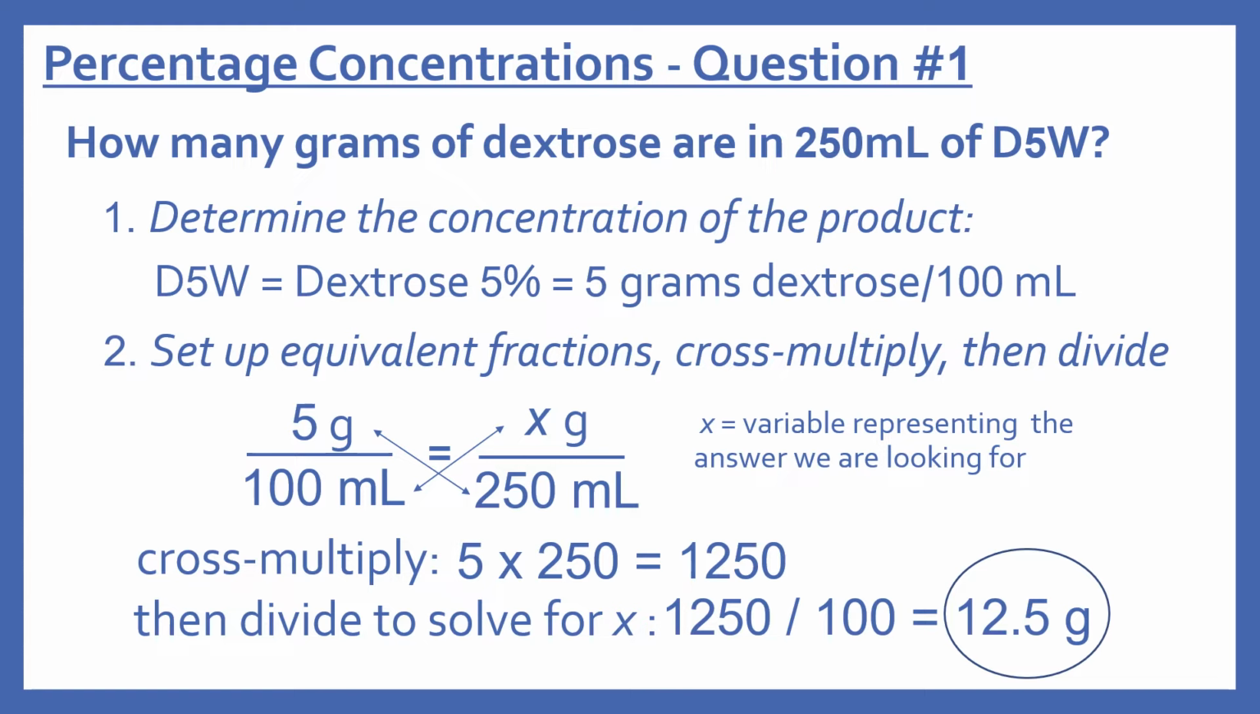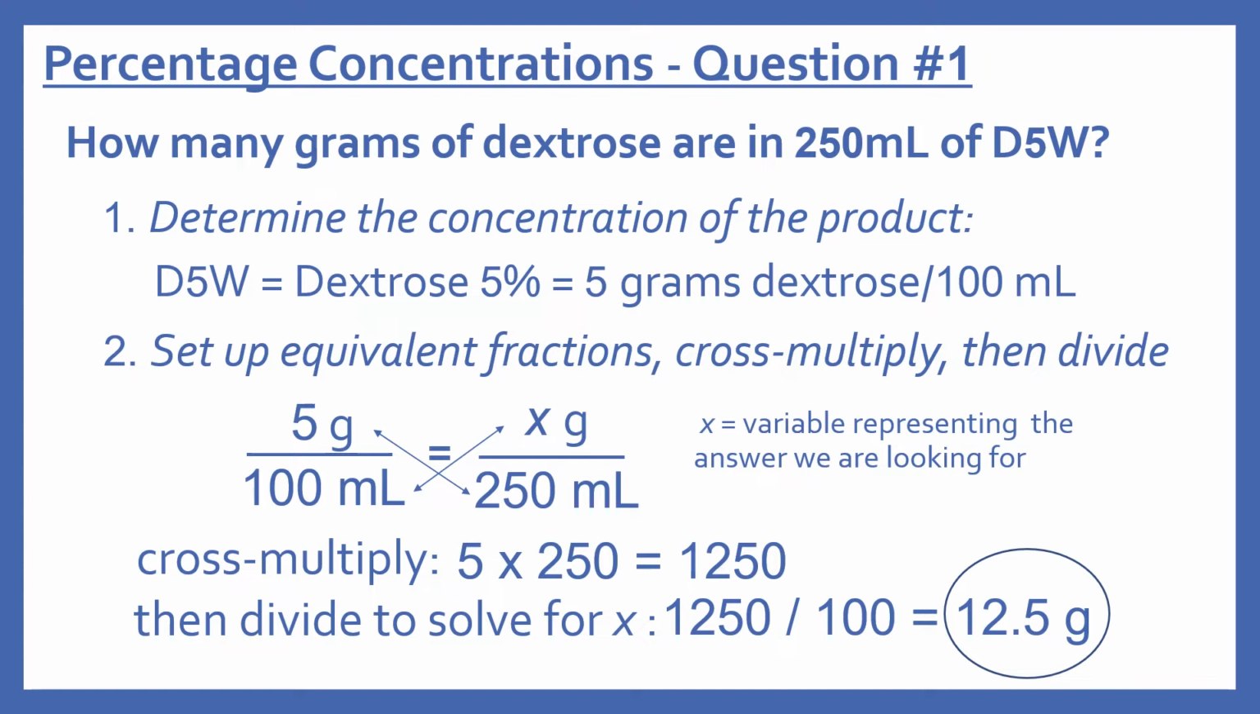How many grams of dextrose are in 250 mLs of D5W? So first, we have an abbreviation here of our product, so we need to determine the concentration of the product. D5W, that means dextrose 5%, so that means 5 grams of dextrose per 100 milliliters. So next we're going to set up equivalent fractions, cross multiply, and then divide. So our first fraction is going to be our 5 grams per 100 milliliters, and we'll set this equal to X grams. That's what we're solving for, the grams, per 250 milliliters.